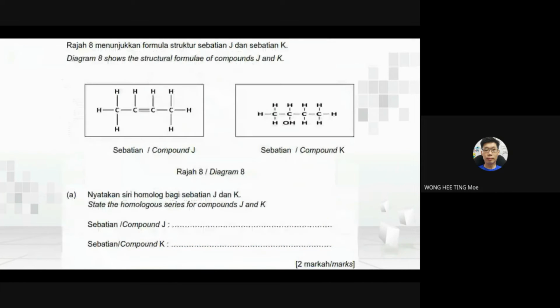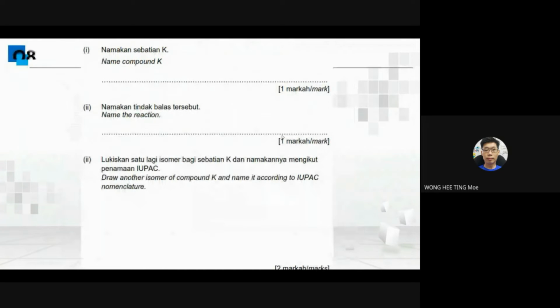Now, this diagram shows the structural formula for compound J and K. J is a homologous series. So for J, what is the homologous series class? Alkene. K: this one has a carbon-carbon double bond, and this one has an OH, alcohol. Good, 2 marks. And name the compound K.